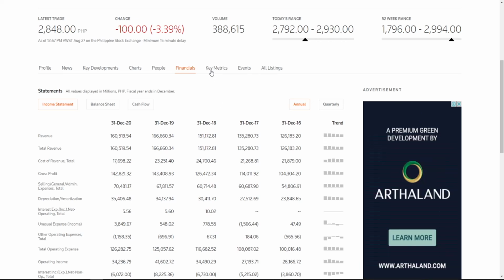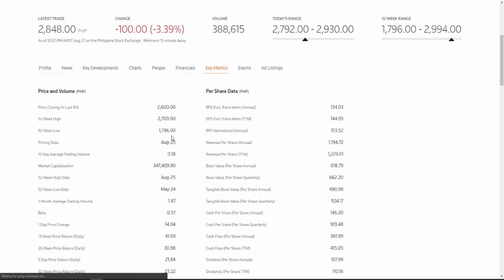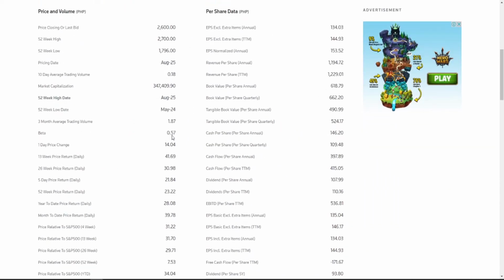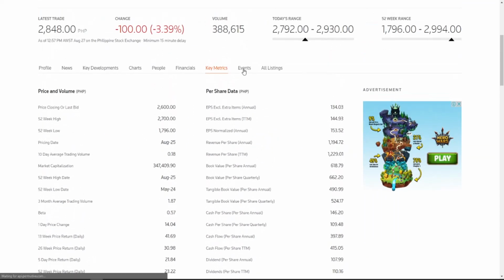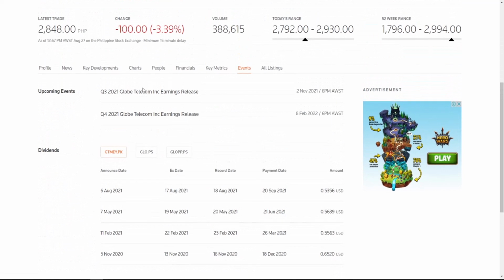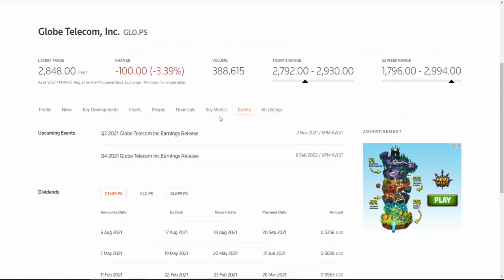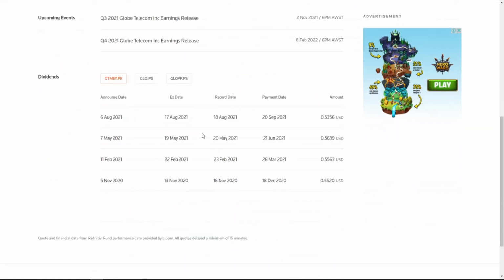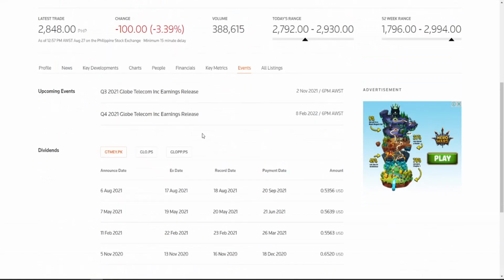And if you also want to look at the ratios, they also have a lot of ratios already computed for you here in their key metrics. And in the event section, you have their dividends payout and if the company has already released their quarterly reports. Quite handy as well. Now Reuters also has an app, but it's for news only. So I haven't tried that one since I'm already happy with the Amazon app for my news.